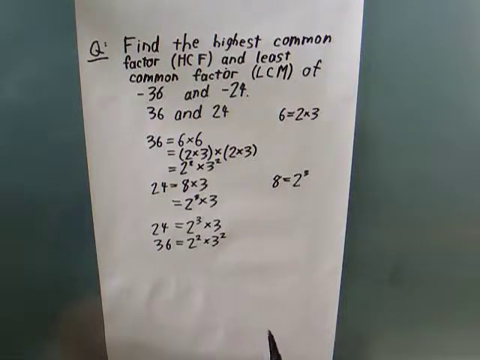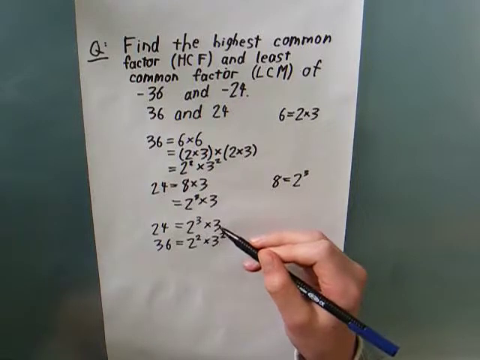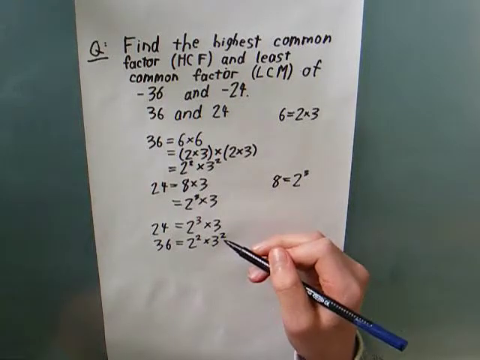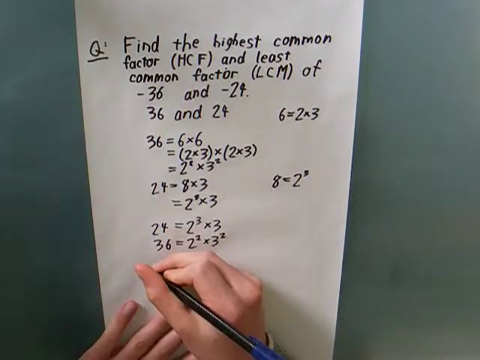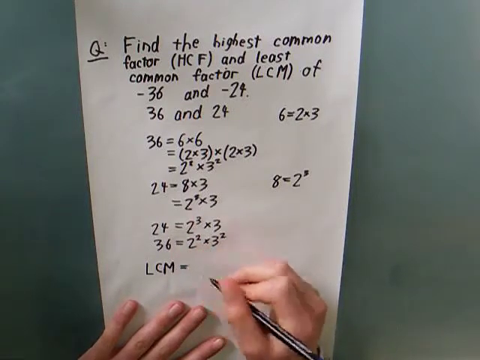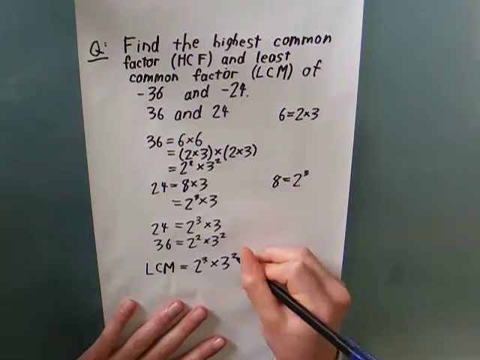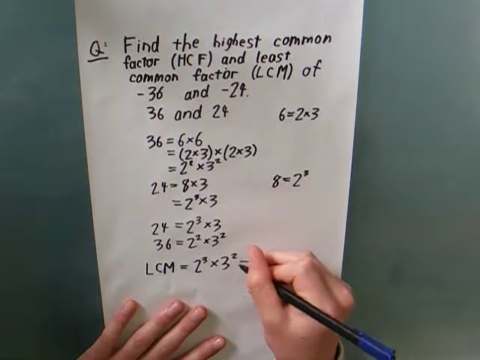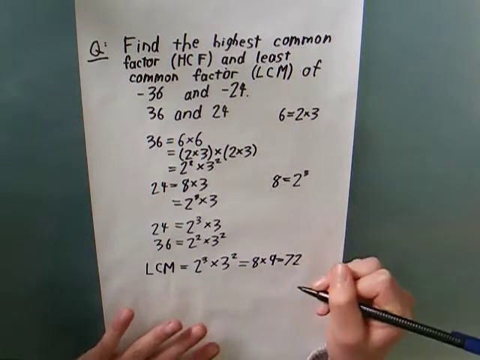Right, for the least common multiple, what you do is you take the highest powers of the primes in each line. So here, the highest power of 2, that's a square and that's a cube, so the highest power is a cube. Here, that's 3, or just 3 to the 1, so the highest power is 3 squared. And you multiply these. So the least common multiple is just 2 cubed times 3 squared, which is just 8 times 9, which is 72.